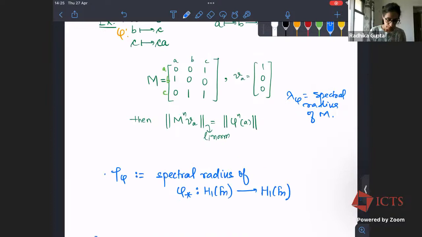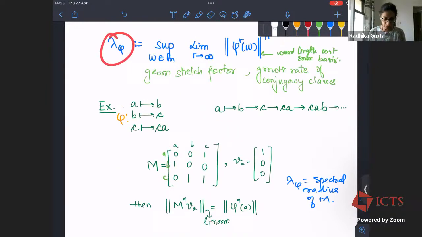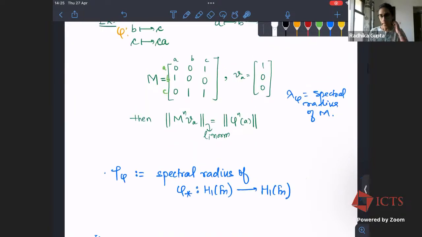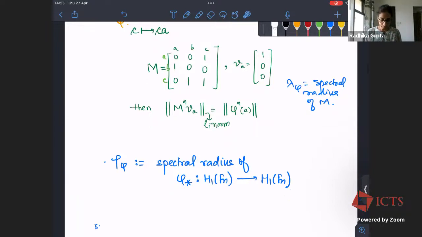So that's the first number, the geometric stretch factor. The second number is, again, I can pass to homology. I have my automorphism, and I can look at the induced map in homology of the free group. That's again a linear map, and I can talk about its spectral radius. So I have these two numbers: the geometric stretch factor, which measures the growth rate of elements of the free group, and the spectral radius of the map induced in homology.